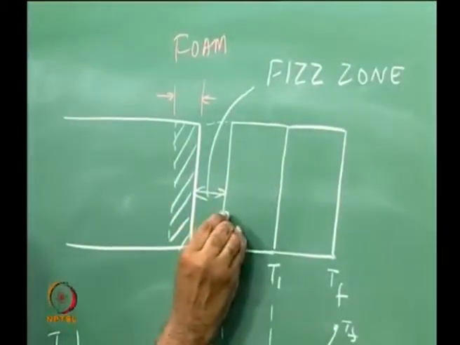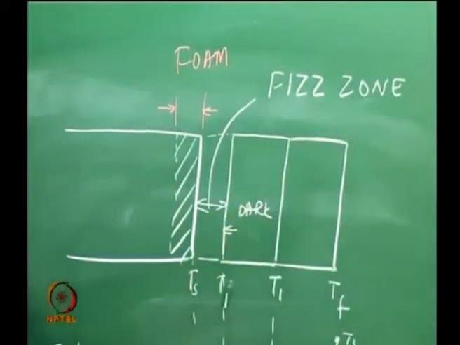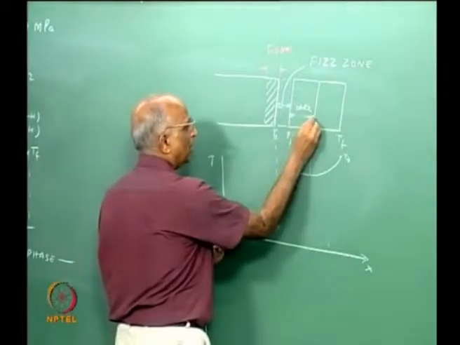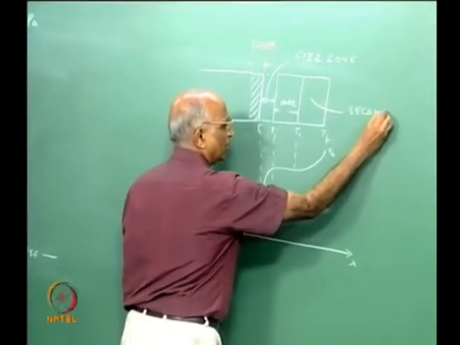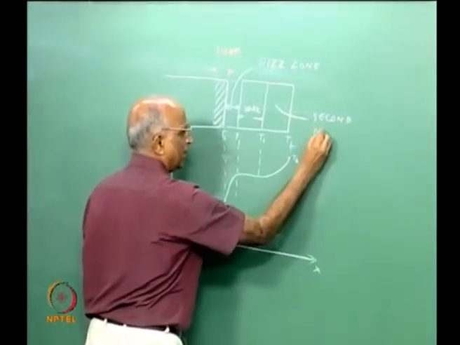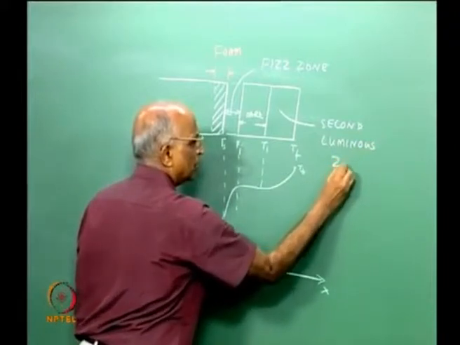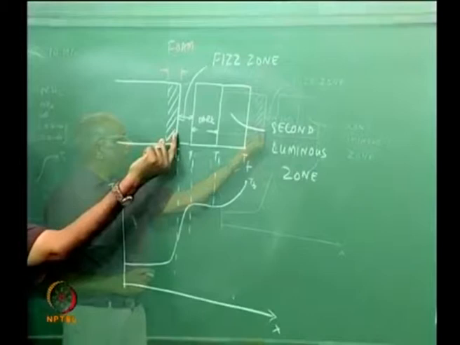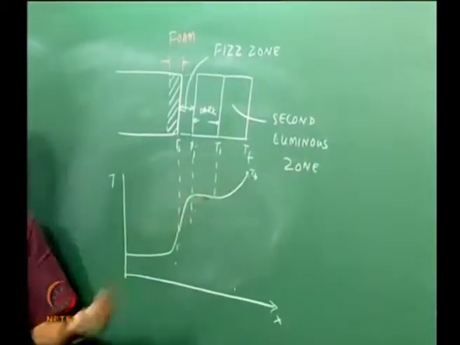This is followed by a dark zone. Why is it dark? Nothing happens here, there is no further increase in temperature, so it looks dark. Thereafter you have the second luminous zone, because again high temperature comes. This is how a double base propellant when ignited burns to give you the high temperature Tf.